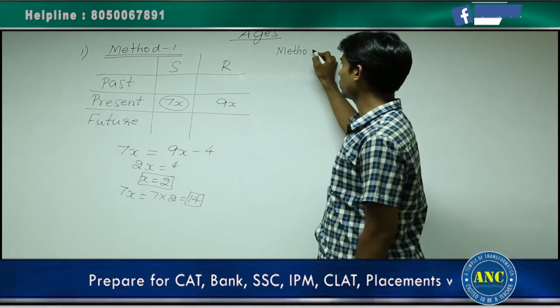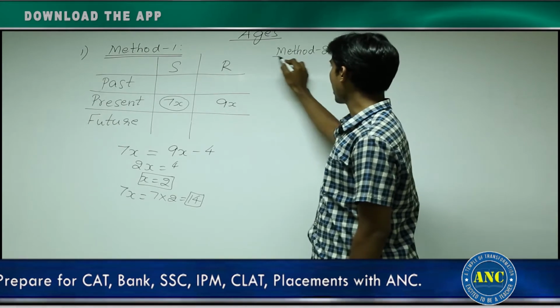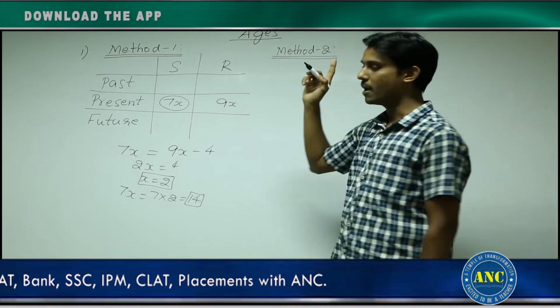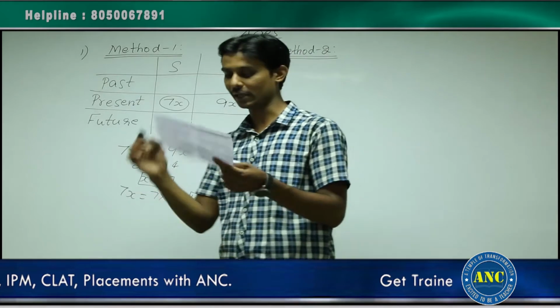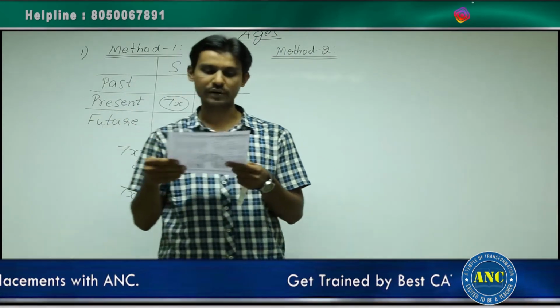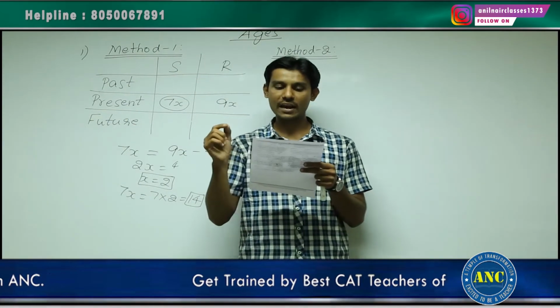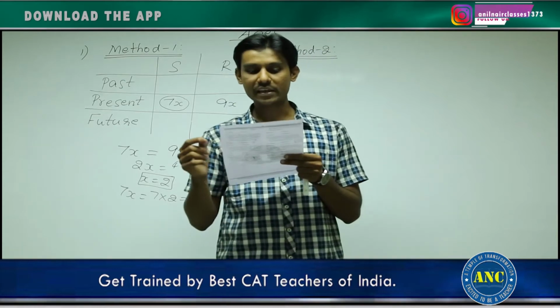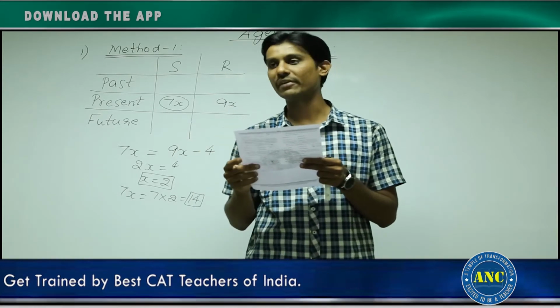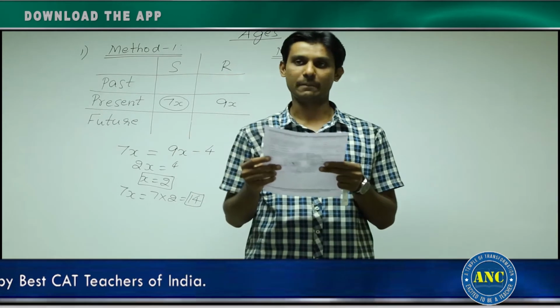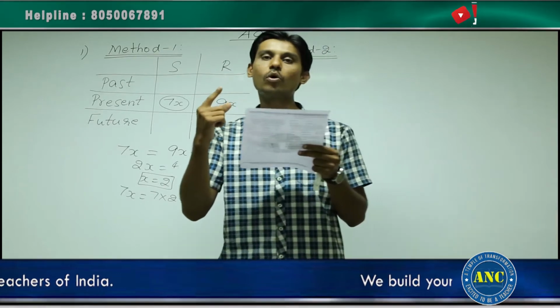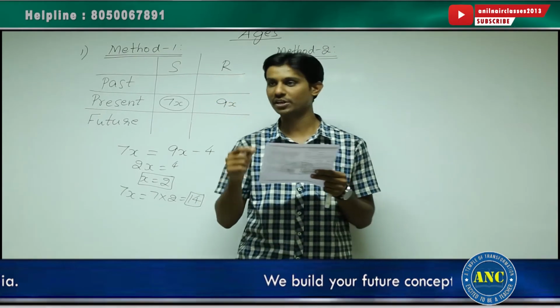Method 2. Method 2 is by using answer options. You have answer options in your examinations. Please make use of answer options. Listen to this carefully. Sachin is younger than Rahul by 4 years. If the ages are in the respective ratio of 7:9, how old is Sachin? The question is asking how old Sachin is.